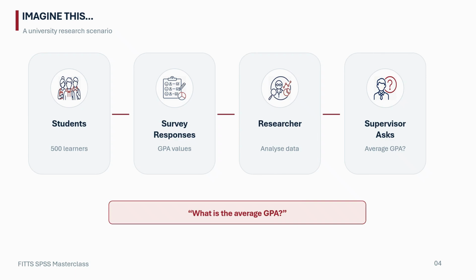So I want us to put ourselves in a realistic research situation. Imagine you are investigating the academic performance of 500 university students, and after collecting their GPA data through questionnaires or institutional records, you've entered everything into SPSS and your dataset is ready for analysis. Your supervisor reviews the work and asks, what's the average GPA of the students in your study? At that moment, you have an important decision to make.